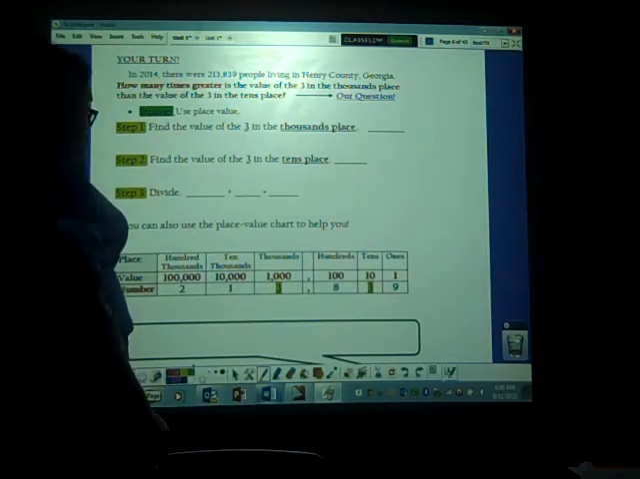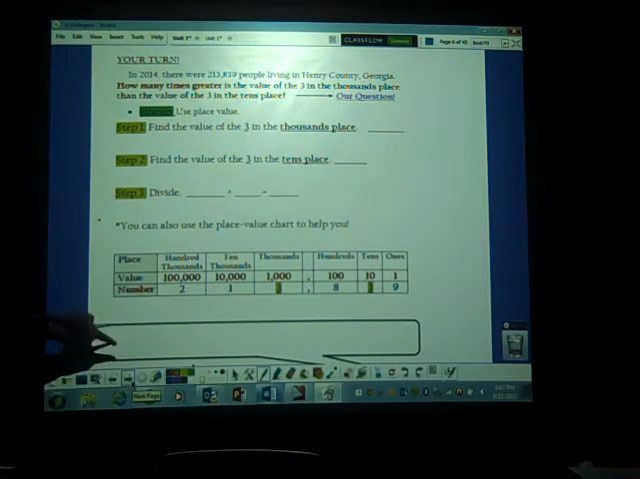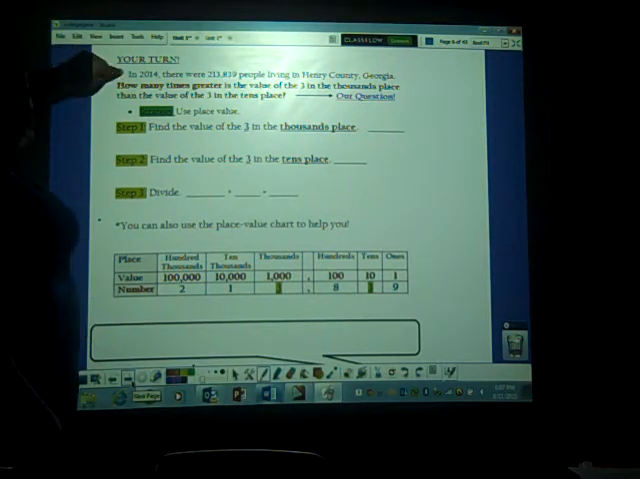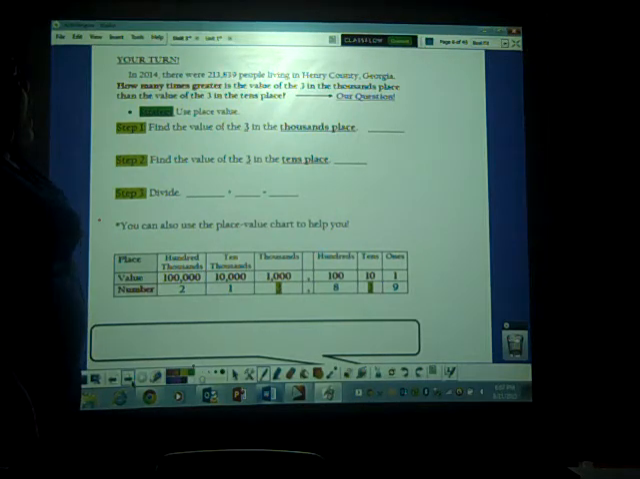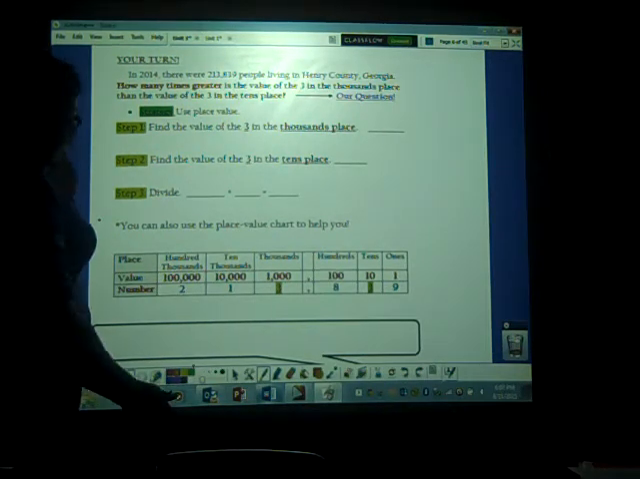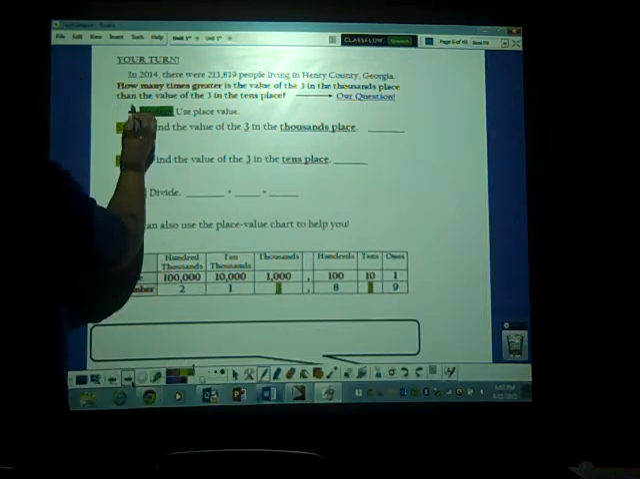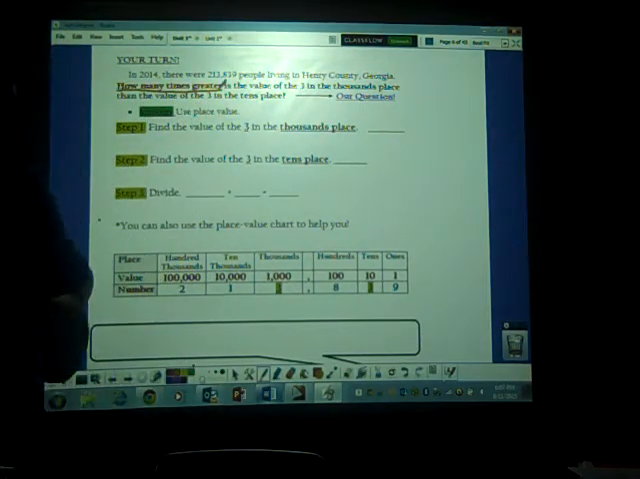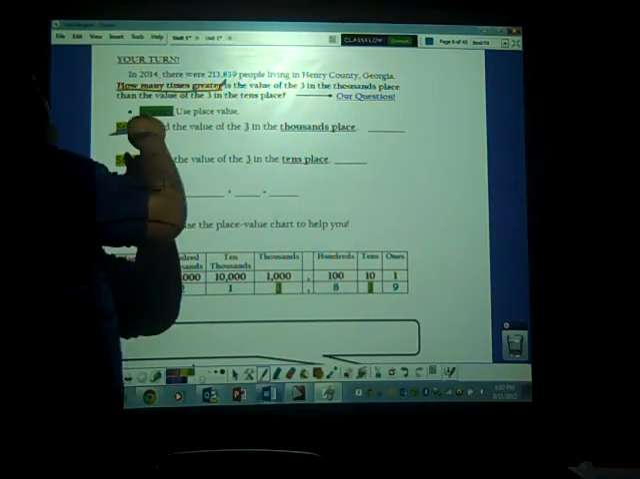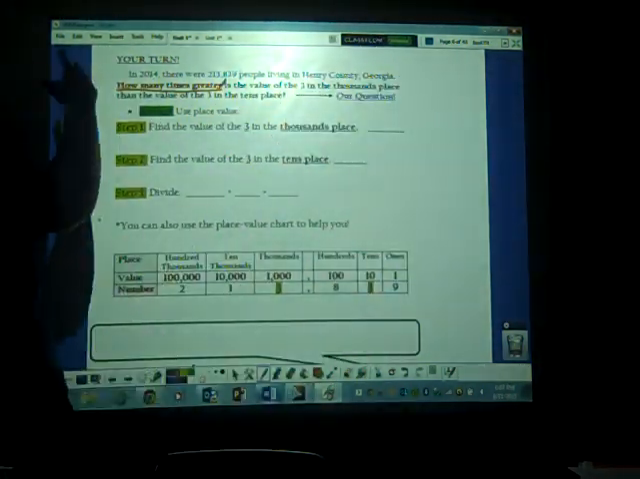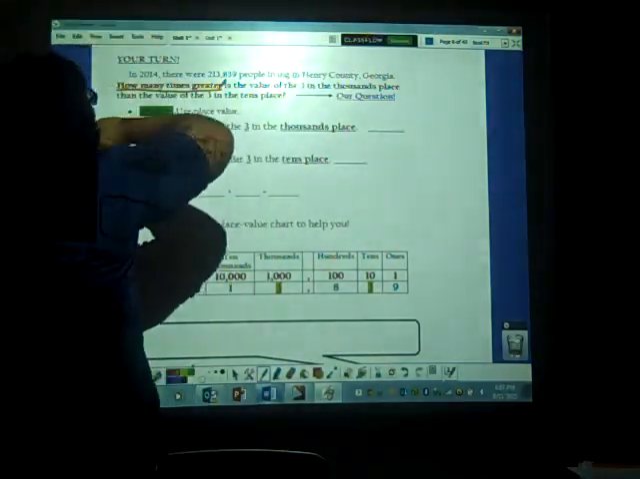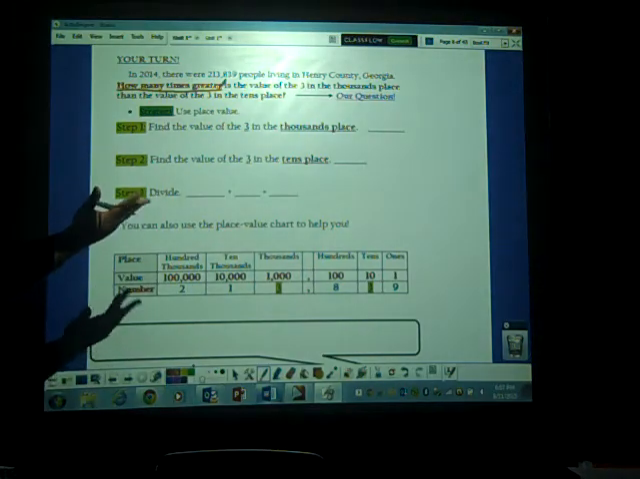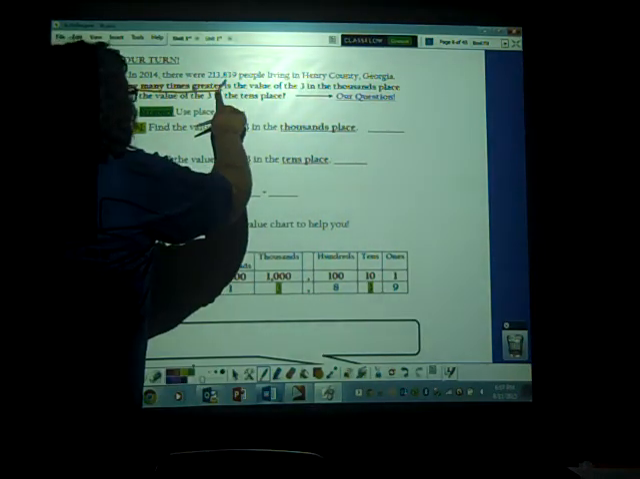Your turn. Now, this time I blocked the answer. So sorry. In 2014, there were 213,839 people living in Henry County, Georgia. How many times greater? Oh, there's that word right there. How many times greater? So if we hear the word greater, that means we are increasing. Greater means increasing. Increasing means it's getting bigger in value. Yes. Oh, sorry, I had a moment.